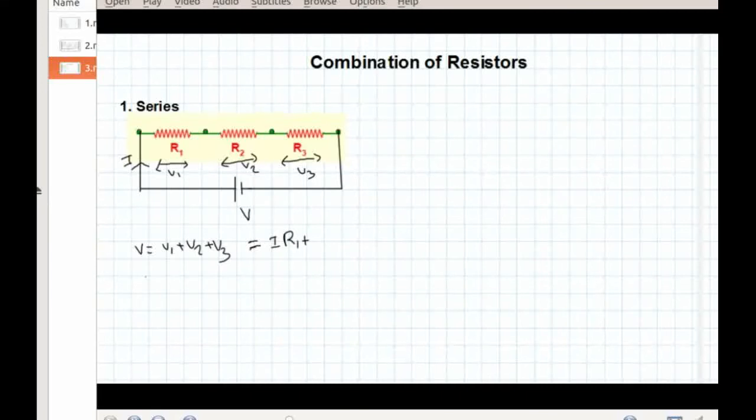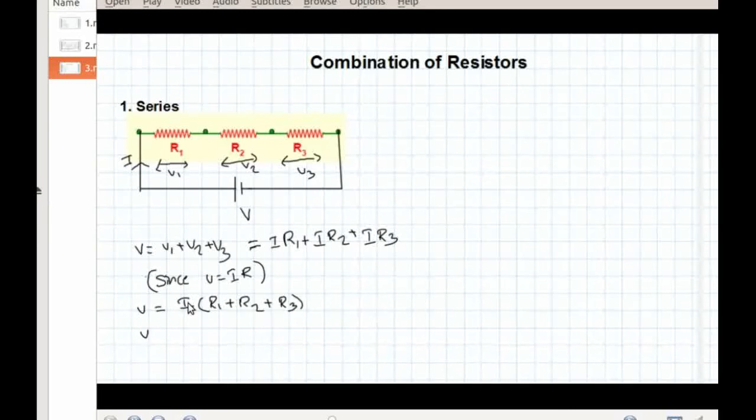And here you can see that the current I is passing through R1, R2 and R3. Therefore, the current is same for all the resistors, but for each resistor the resistance is different. Therefore, here it is I into R1, then I into R2, I into R3. Therefore, we can write V is equal to I R1 plus I R2 plus I R3, since V is equal to IR. Therefore, V is equal to, here you can see I is a common factor. So I into R1 plus R2 plus R3.